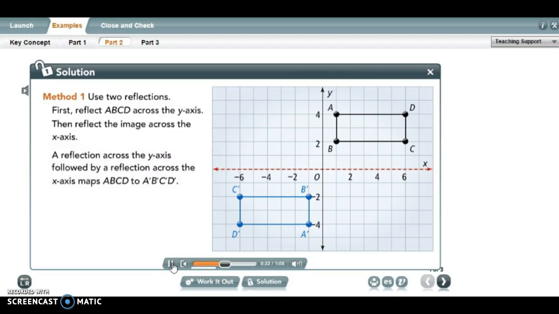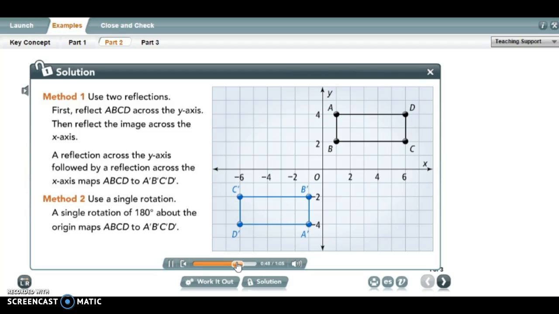So then it would map out as 2 reflections, and technically you could have flipped over the x-axis first and then over the y-axis. It wouldn't have changed a thing. The other one is by using a single rotation. So if you would have rotated it 180 degrees, then it would have mapped out exactly the same as well. There's your center, or your origin, and you're going to rotate it right around the origin. And you can tell that 2 reflections is the same as 1 rotation of 180.